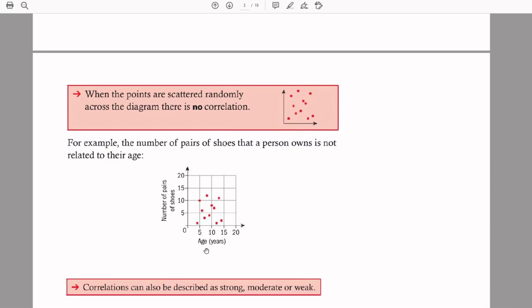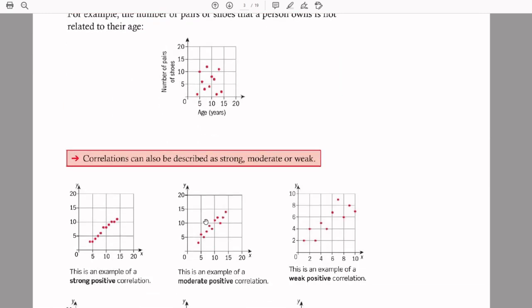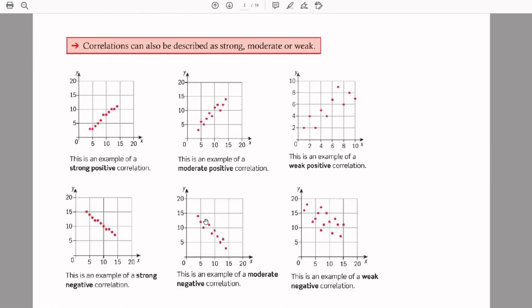So here we've got an example of age and number of pairs of shoes. Age is along the x-axis, because you can vary that and choose people of different ages, and then you're checking how many pairs of shoes they've got, and it's completely random. I don't know why there would be a pattern between age and shoes. Anyway, you realize as well that we have descriptions of these.